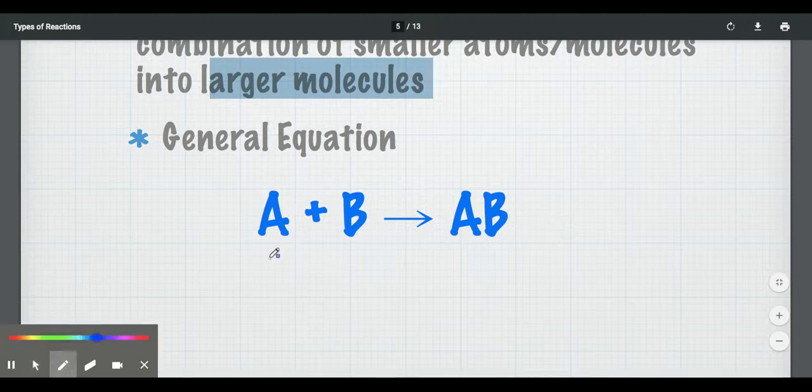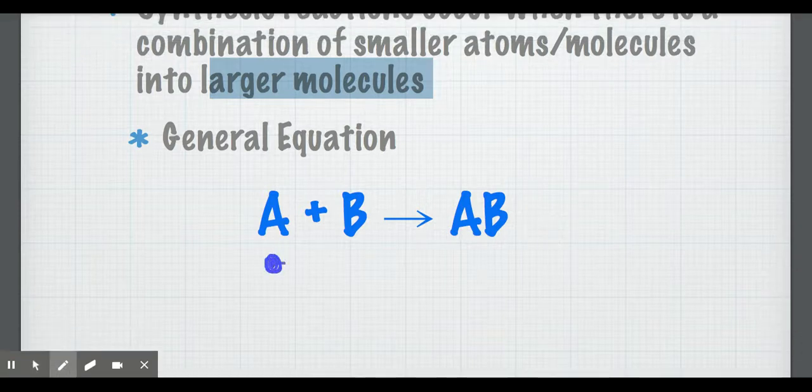So you're going to have one atom. Let's say it's blue, and then your other atom might be red.